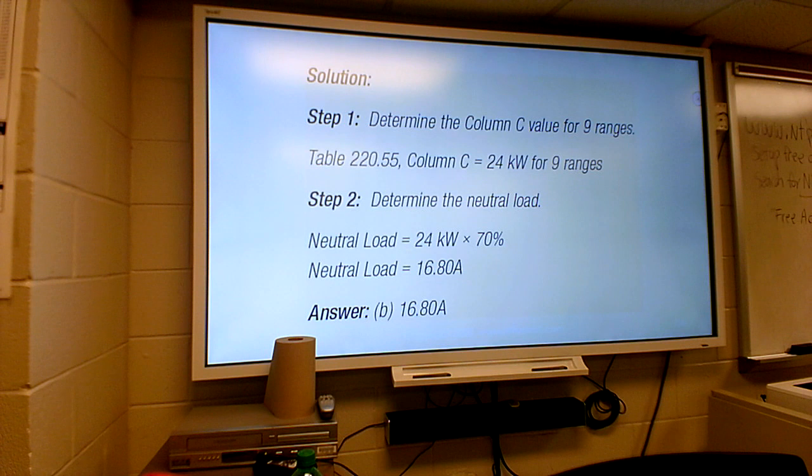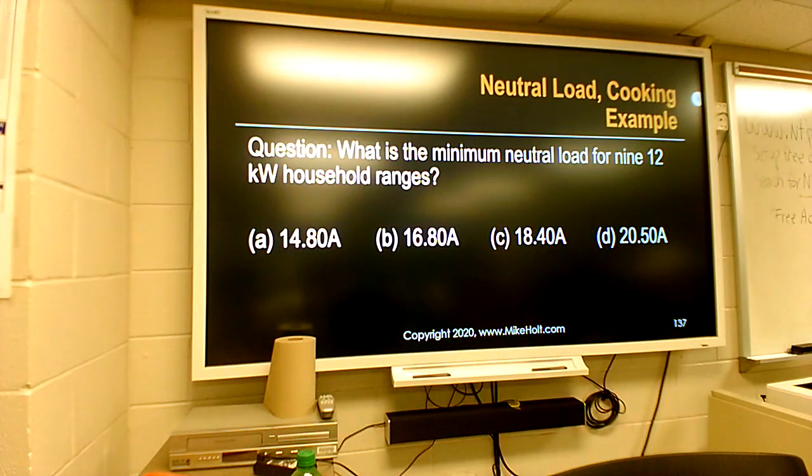Now, go to the 220.55 chart, and we have to use that now for 9. You're looking at column C because, well, how many kilowatts apiece are they? They're 12 apiece. They're not more than 12.